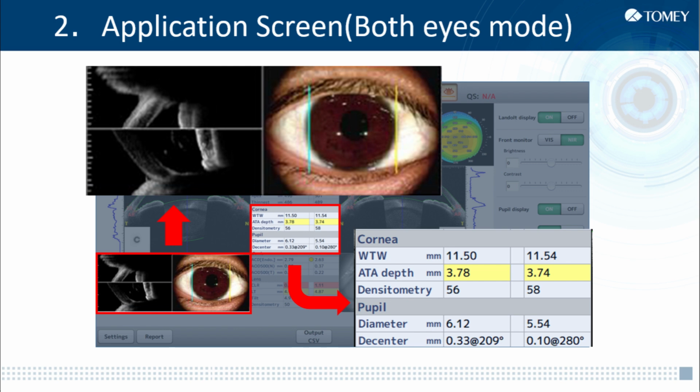There are camera pictures of the anterior segment and a tear meniscus OCT image at the bottom. We can evaluate hyperemia and the size of the cornea or pupil diameter from the picture, and we can check the tear meniscus from the OCT image. Also, there are parameters of the cornea and pupil, like white-to-white or pupil diameter. That is the outline of the total analysis screen.